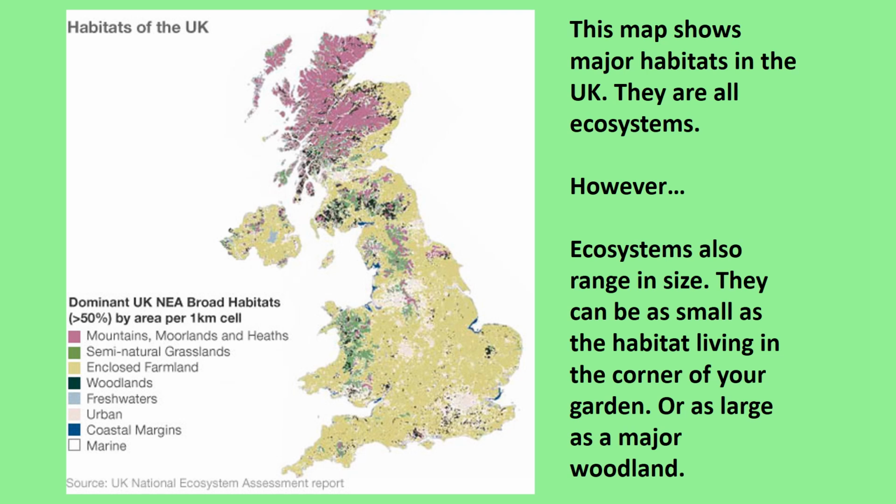So they're all fairly large scale ecosystems in terms of the UK, but we can also have really, really small ecosystems as well. So we looked before at the pond in somebody's garden, but even just an ecosystem around a corner of your garden, for example, very, very small scale ecosystems. They don't have to be major habitats.